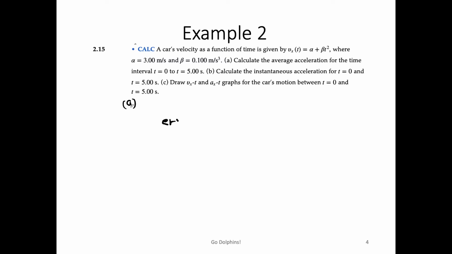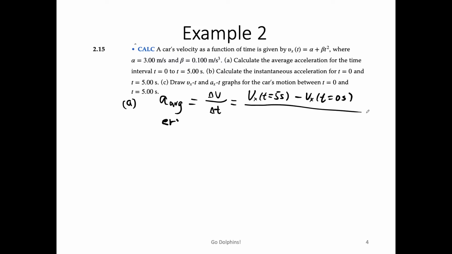What's the definition of average velocity? It is displacement over time, right? What is the definition of average acceleration? It is the change of velocity over the time it takes. So we need to find the velocity of the object at t equals 5 seconds, subtract the velocity at t equals 0 seconds, and divide by the time it takes, which is 5 seconds, of course.